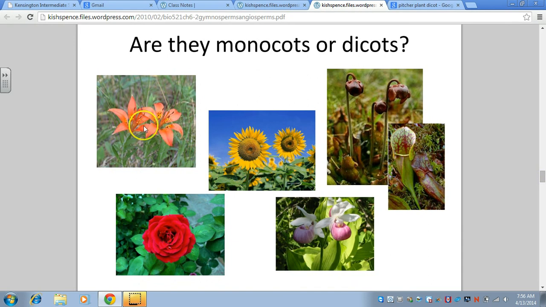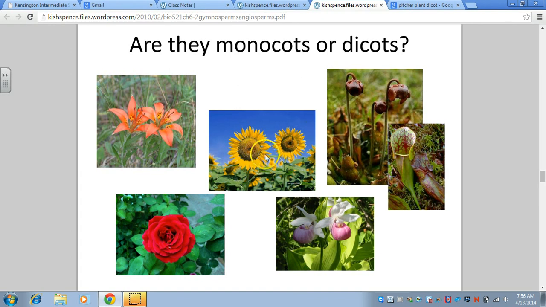Okay, so this first one, if we count 1, 2, 3, 4, 5, 6. Oh, there's 6 petals. And if you could see them all, you'd be able to see 6 stamens and probably 6 sepals. That's a multiple of 3. If you were to look at their leaves, you would see that the veins run parallel, but I don't have any others for you to look at right now. So this one would be a monocot.